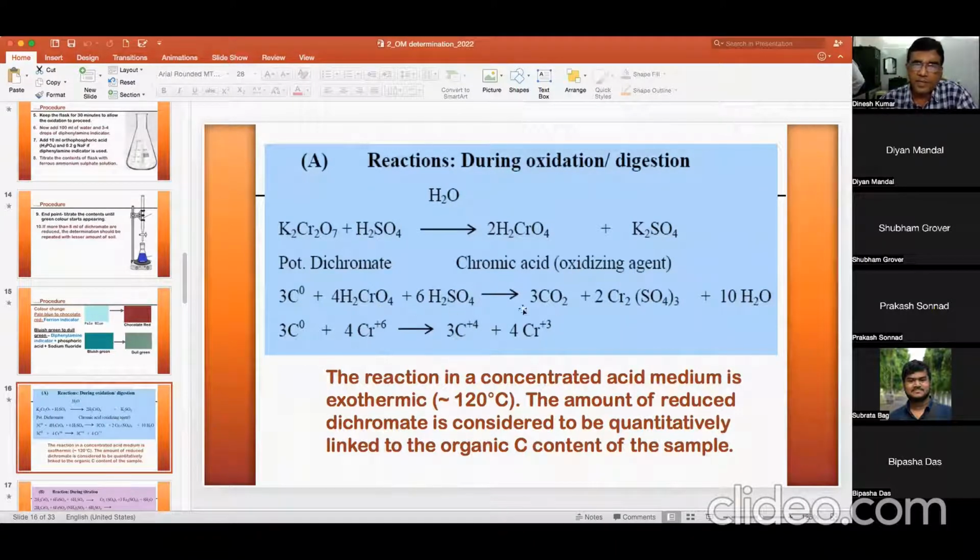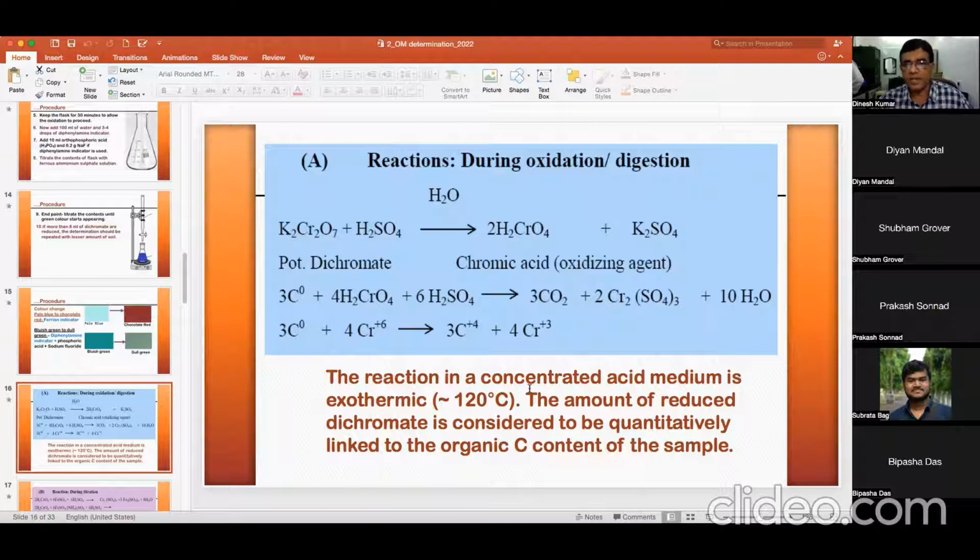And in this reaction, you can see the carbon is oxidized by chromic acid, and this is oxidized to 4 valency. From 0, it has become +4, and chromium was +6. This chromium was +6, and it has reduced to +3. So you can see the reduction of chromium and oxidation of carbon.